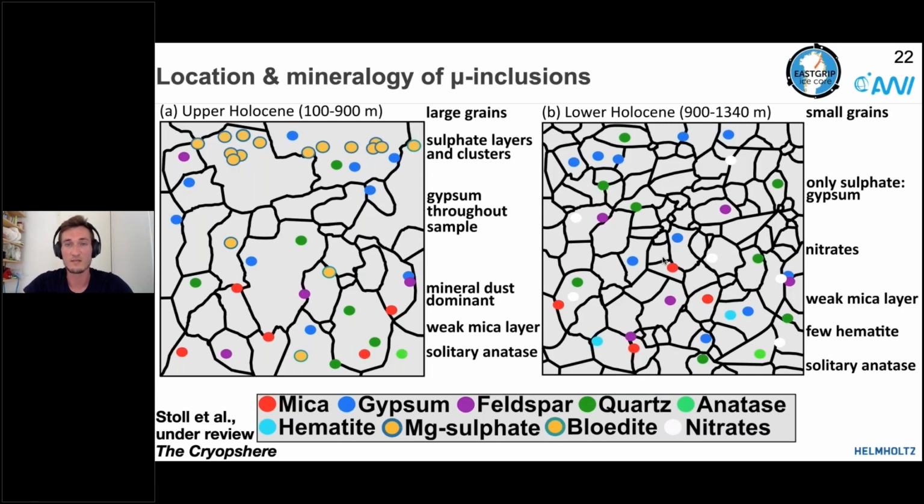You only have gypsum, and nitrate starts to appear. We still have those mica layers. Hematite is more abundant. And yeah, sometimes you also have amphiboles.